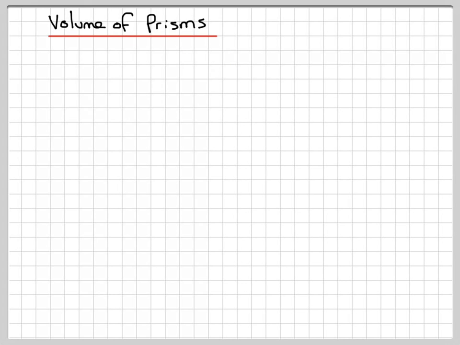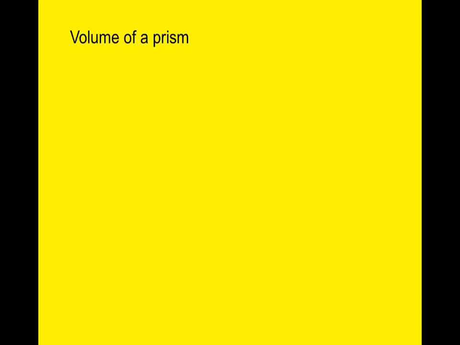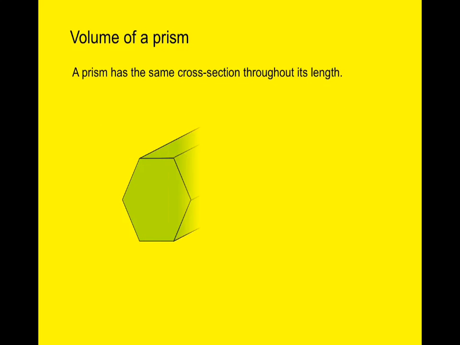Volume of prisms. A prism has the same cross-section throughout its length. Take this one here. Here we have a hexagon, which is flashing there. That hexagon can be passed all the way through the prism, so that is the cross-section of this shape, and therefore that's what makes it a prism, because it has the same cross-section throughout the shape.